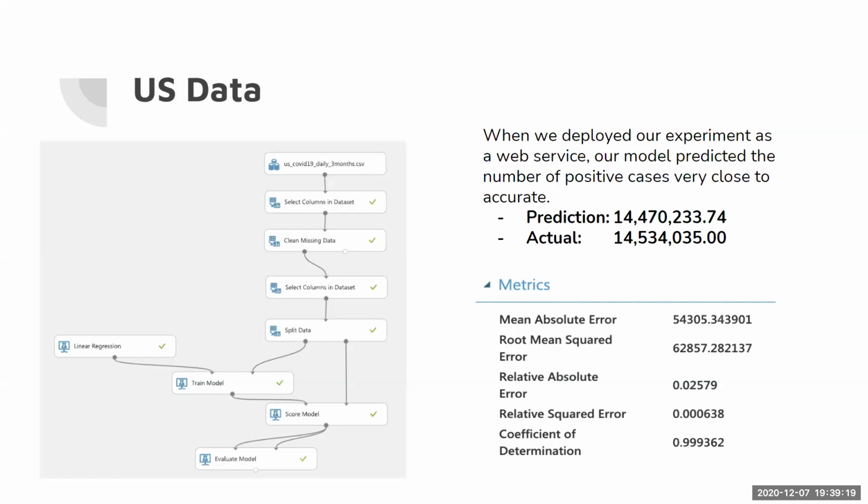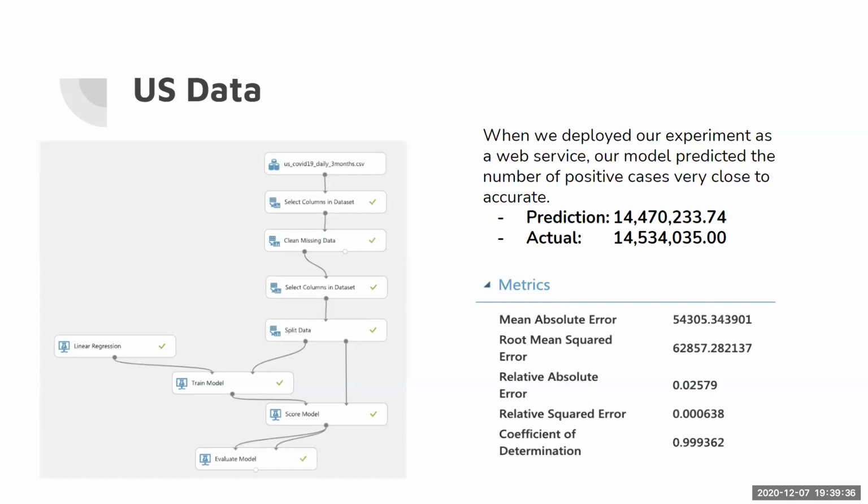We used a linear regression because we've seen in the past that COVID has remained a linear growth trend. And we were able to have a high coefficient of determination at 0.99362, which you can see in the bottom right corner.